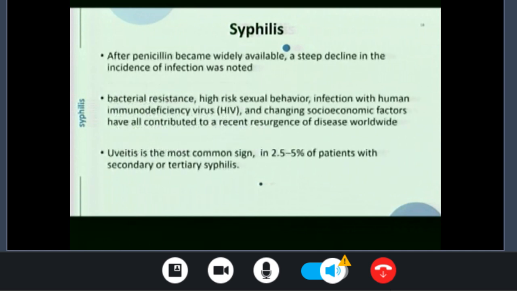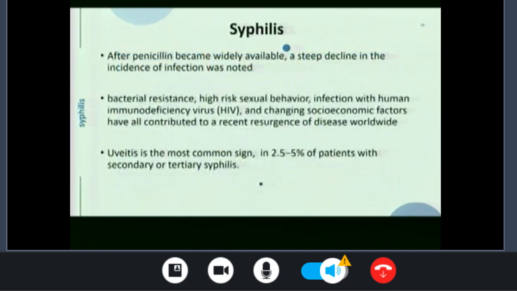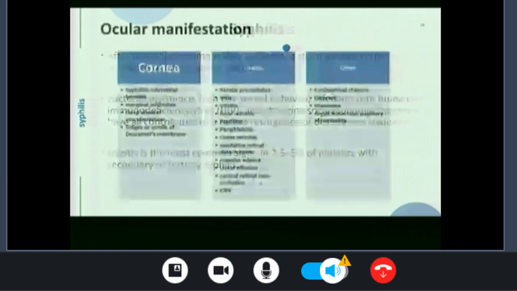Syphilis now is very rare because of penicillin, but, as the literature says, it has started to occur again because of resistance of the bacteria and because of man-to-man sex. Syphilis is given the name of the great masquerader. It can present with anything in the eye or in the body, but the most common presentation in the eye is uveitis.